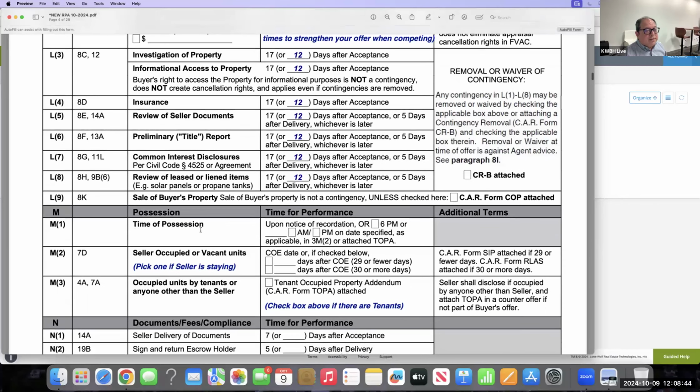Okay, time of possession upon notice of recordation. So when does your buyer get to move into the property? When do they get possession? When we have notice of recordation. So what does that mean? There's a document called a grant deed, and that's what gets signed by the seller. It says, I, seller, for valuable consideration, hereby grant my property to buyer A or buyer B. And that gets notarized and it gets recorded. We will get a phone call from our title company or from escrow saying, congratulations, we have confirmation of recording.